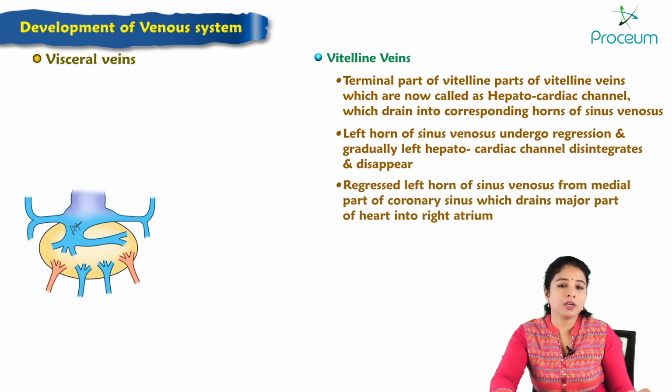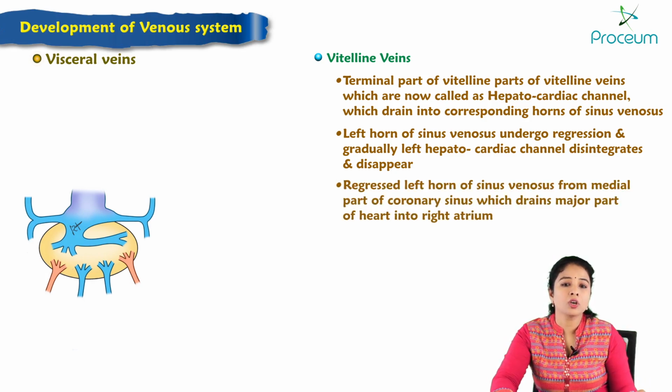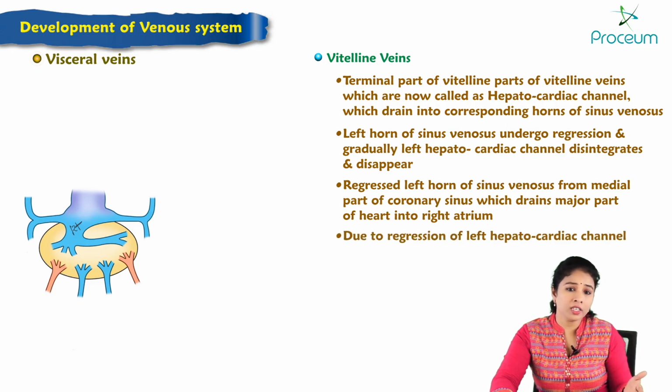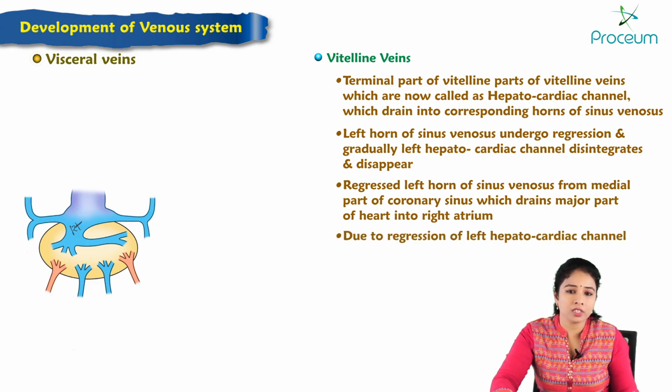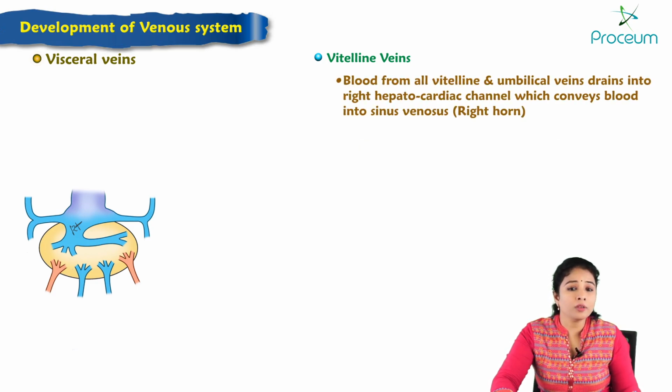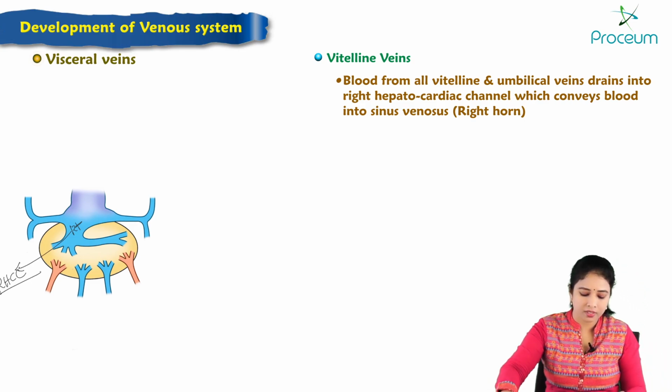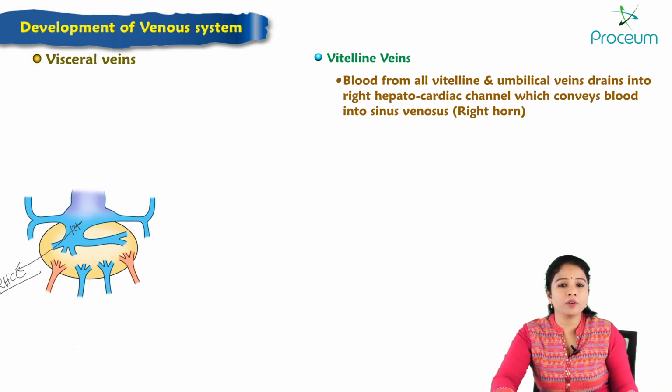So the regressed part of the left horn of the sinus venosus forms the medial part of the coronary sinus, which drains the major part of the heart into the right atrium. Due to the regression of the left hepatocardiac channel, the blood from all the vitelline and umbilical veins drains into the right hepatocardiac channel. So this is the right hepatocardiac channel, which is draining all the blood from both umbilical and vitelline veins from all sides.